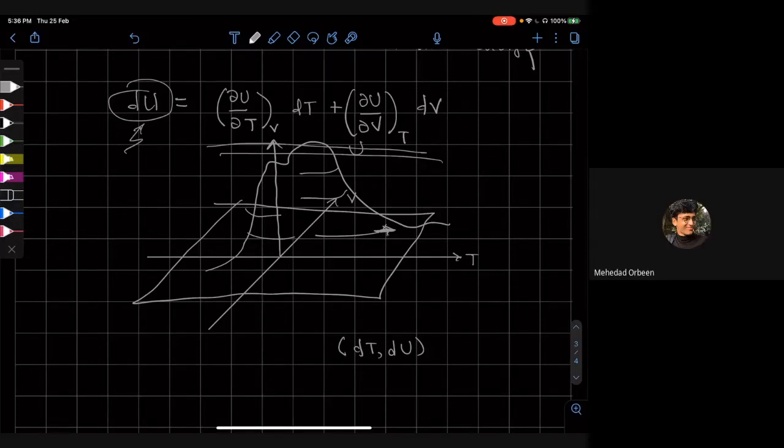Sir, is that U on the z-axis? Yes, that's U on the z-axis. Yes, that should be. Right. Thank you.